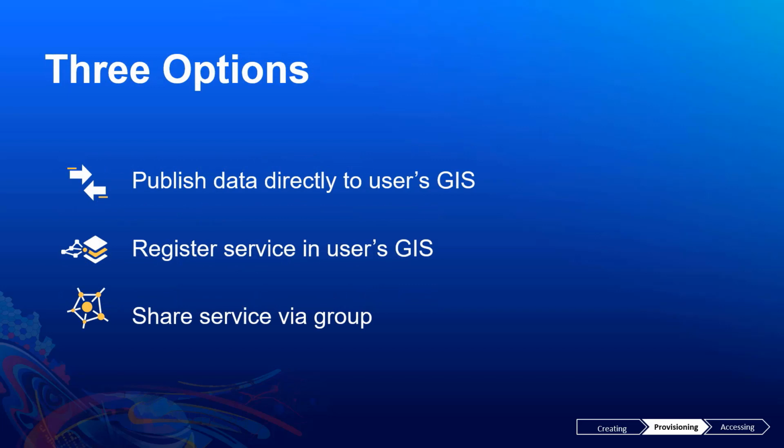And so the three options that we'll be talking about today is first, how do you publish data directly into a user's GIS? Next, we'll cover how to register the service in a user's GIS. And then finally, we'll talk about two different patterns of how you can share services via a group and either invite other ArcGIS users into that group or manage those users yourself.